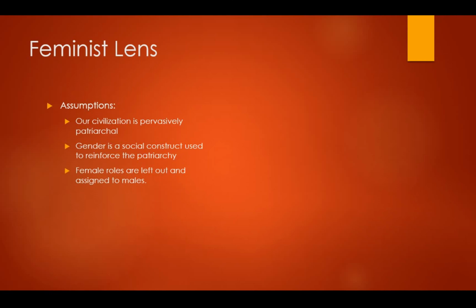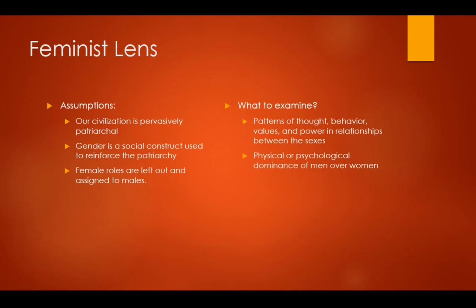So what we've gone over so far are some basic ideas about the lens, but when it comes to actually applying the lens to your text, you need to look for some specific ideas from your text. And so here's what you're going to look at. You're going to look at patterns of thought, behavior, values, and power in relationships between the sexes.